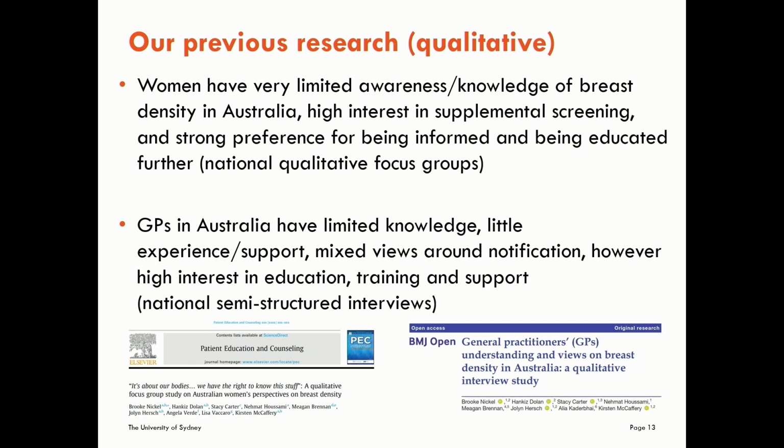We also conducted some qualitative research here in Australia, which was funded by the Department of Health in 2020. And we conducted focus groups with women, and we found that there was very limited awareness and knowledge of breast density. There was a high interest in supplemental screening, and there were strong preferences for women being informed and educated further. We conducted a qualitative interview study with GPs across Australia, and we found that GPs have limited knowledge, little experience in talking about breast density and support on how best to talk about it, and that there were mixed views around notification at that time. However, there was high interest in further education, training, and support.